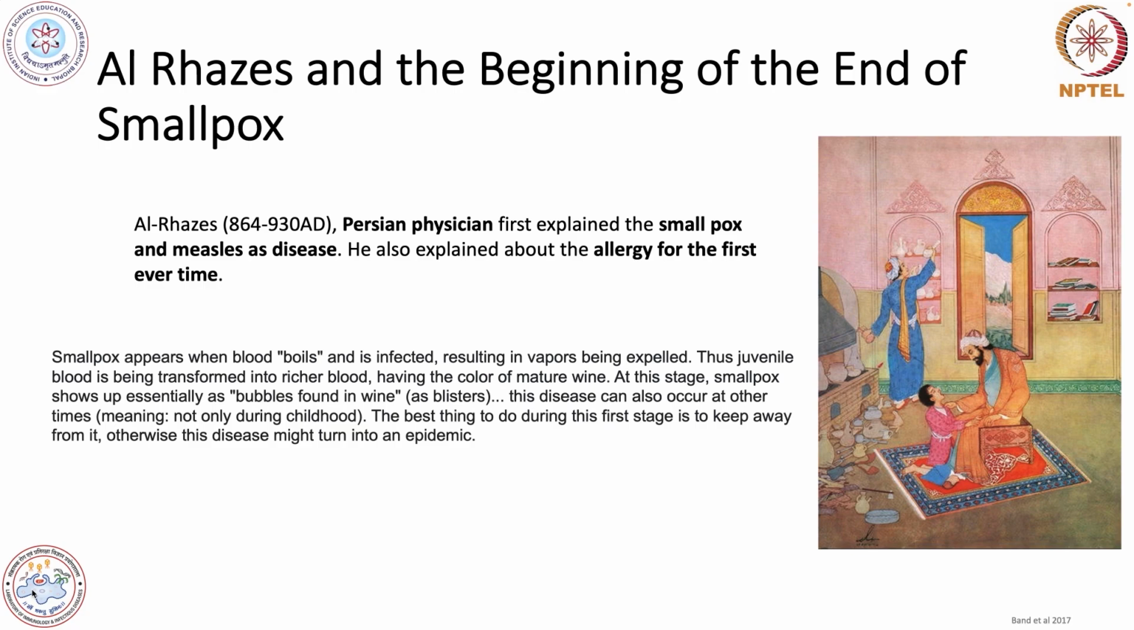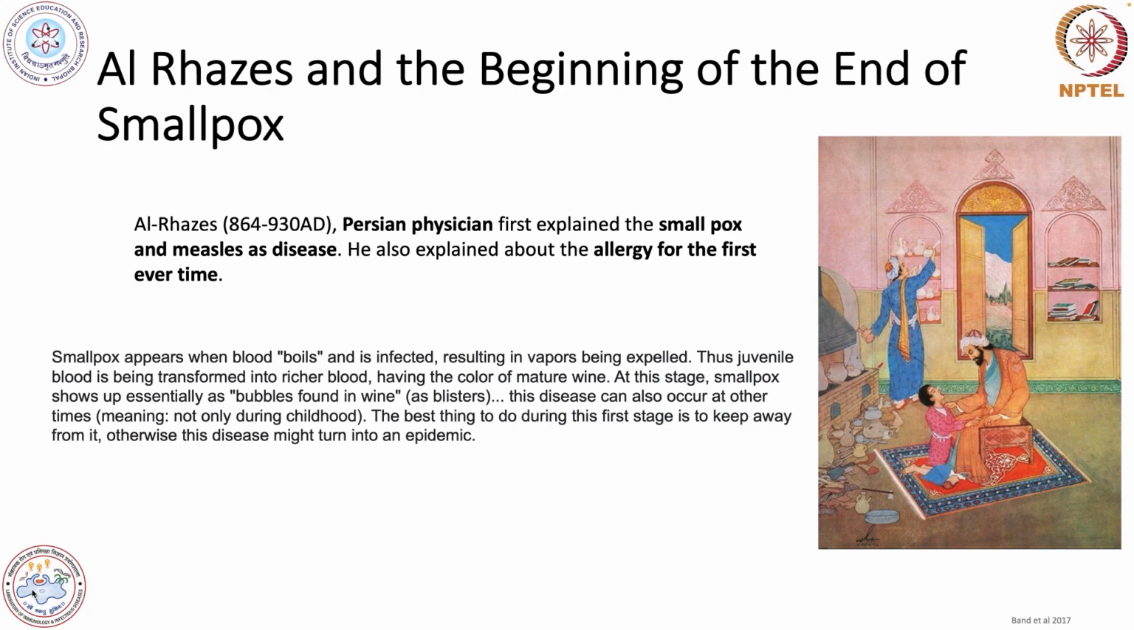Smallpox appears when blood boils and is infected, resulting in vapor being expelled. Thus, juvenile blood is transformed into richer blood, having the color of mature wine. At this stage, smallpox shows up especially as bubbles. So you have noted in my previous slide, when there is smallpox, there will be big pustules.